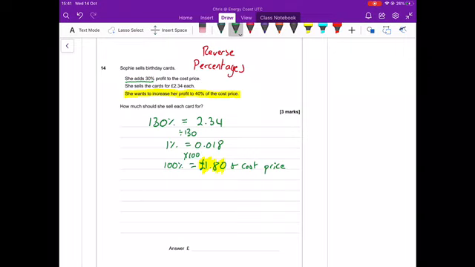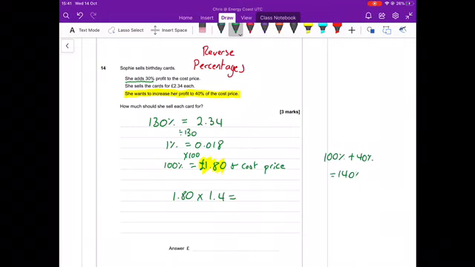Another way to do it is you times it by £1.80. If I times it by 1.4, that increases it by 40% because 100% add 40% is 140%, and 1.4 is that as a decimal if you divide it by 100, okay? So £1.80 times 1.4 will tell me how much she needs to sell it for. She needs to sell it for £2.52 if she wants to make 40% profit, okay?